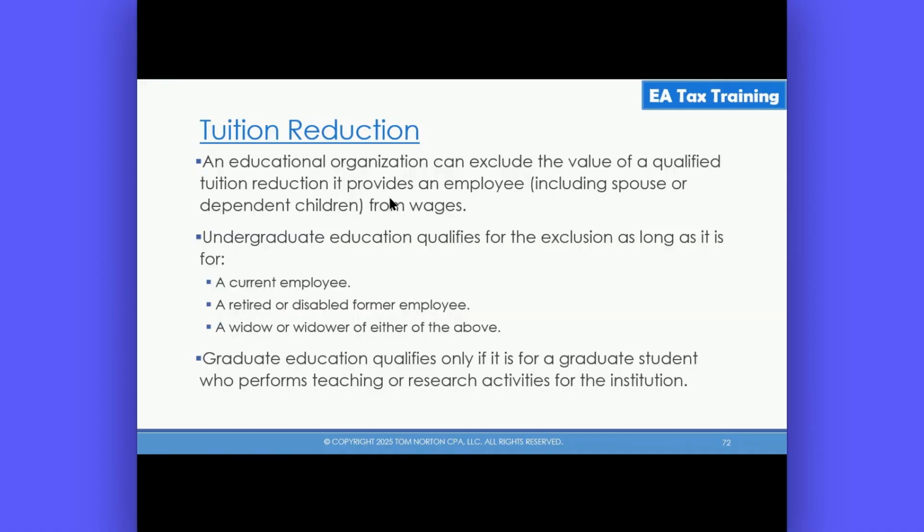So, this is a nice perk that some colleges and universities get. You work there, or maybe more importantly, your children can go to that school for free or at a reduced price. Sometimes they can even go to a different school and they will cover the cost as well. Either way, it is excluded from the employee's income.